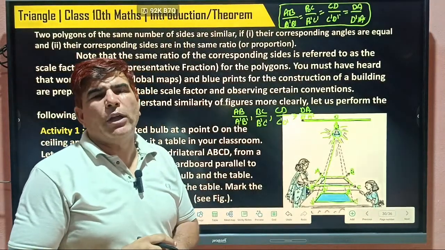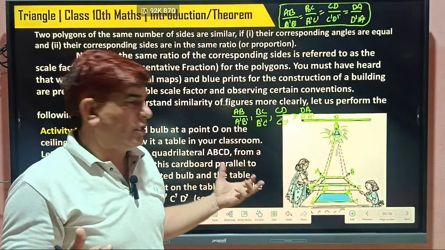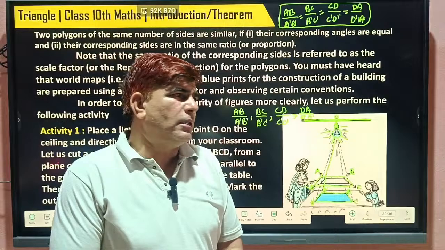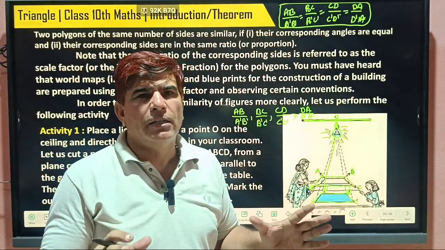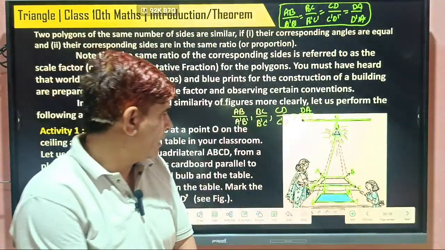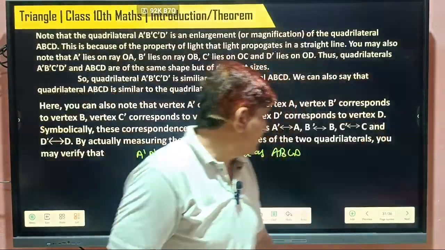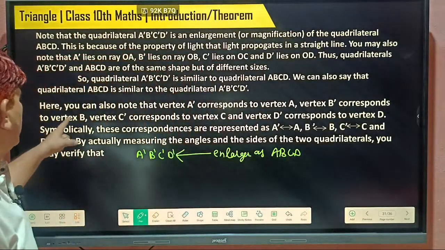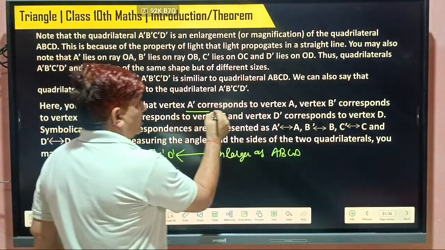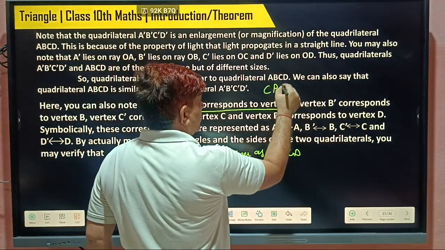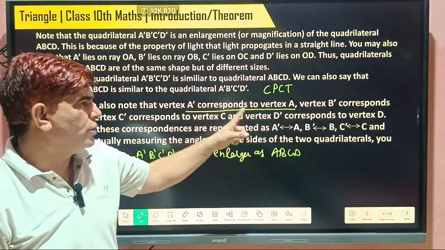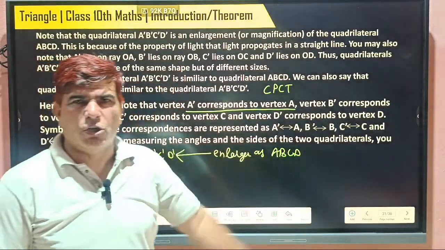So what can we say? How can we prove two figures are similar? Till here we can say, if we can prove the angles are the same and the corresponding sides are in the same ratio, then the two figures are similar. Got it? You can also note that vertex correspondence is needed. That's what we use in CPCT, corresponding parts of congruent triangles. Here also correspondence is needed. Without correspondence, it is not possible.